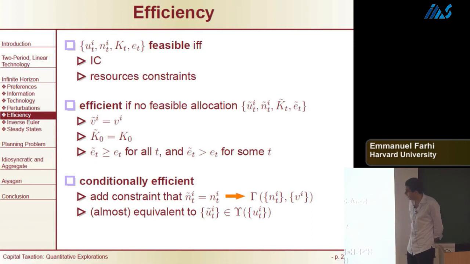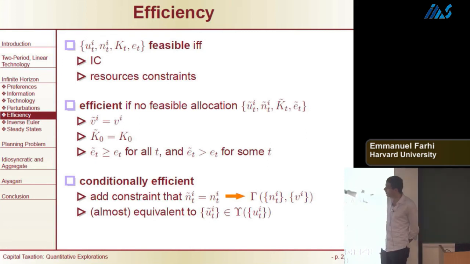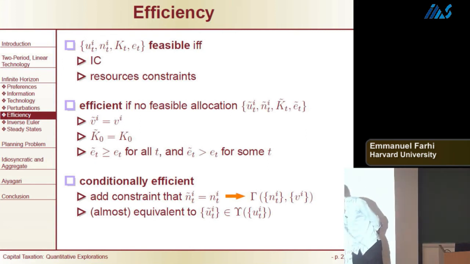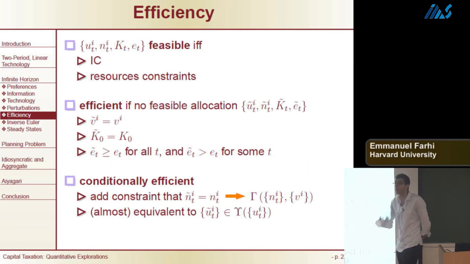I'm going to be interested in a more restricted notion, which is going to be conditional efficiency. So I'm going to add the constraint that the labor allocation is constant, is preserved. So for a given labor allocation, I can look at efficiency, and I define it exactly in the same way. And I'm going to say that an allocation is conditionally efficient if it's efficient among the allocations that have this labor allocation.